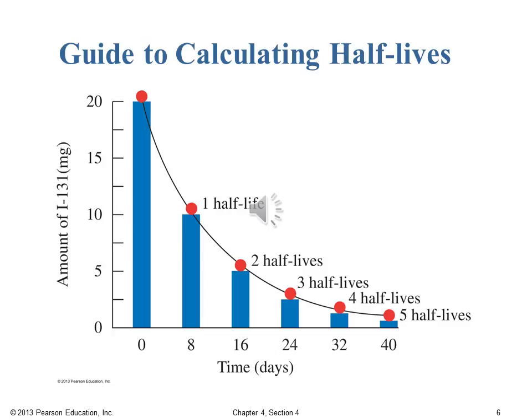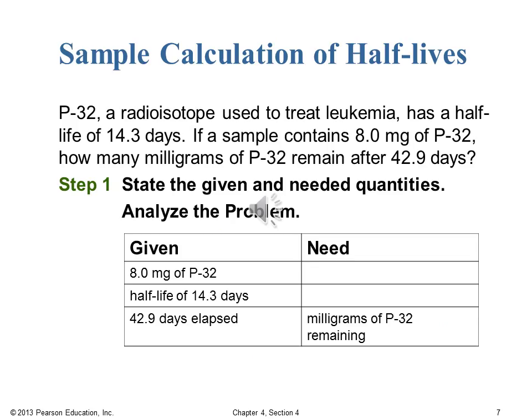So let's follow up with a sample calculation, and then we'll do a learning check. Okay, so a sample calculation of half-lives. Here we have phosphorus 32, a radioisotope used to treat leukemia, has a half-life of 14.3 days. If a sample contains 8.0 milligrams of phosphorus 32, how many milligrams of phosphorus 32 remain after 42.9 days?